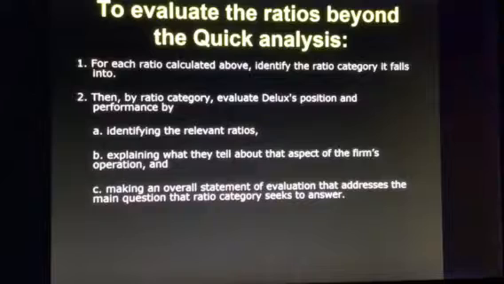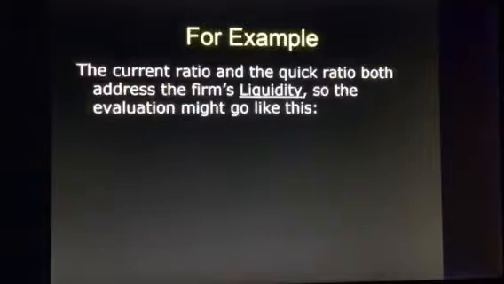Now here's how we're going to do it. For each ratio, we're going to identify, first of all, the ratio category that it falls into. And then by category, we will evaluate Deluxe's position and performance by identifying the ratios that fall into that category or that address that category. Explain what the quick analysis revealed about that firm's position and performance, and then conclude with an overall statement of evaluation that addresses the main question that the ratio category seeks to answer.